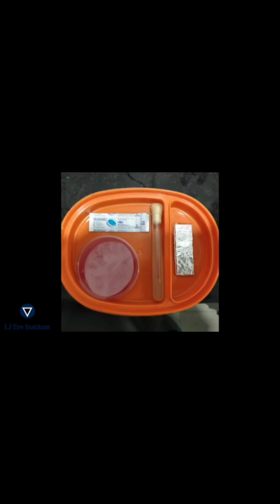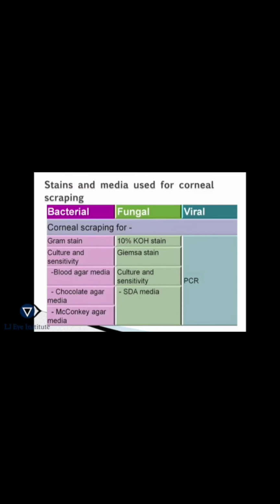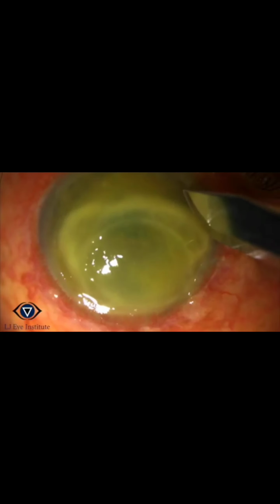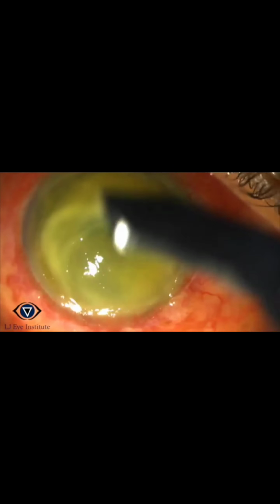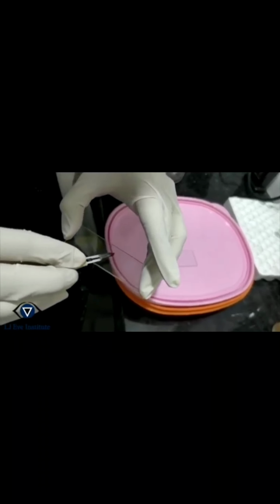The tray includes a 15 number blade, 2 slides, blood agar and Sabouraud's dextrose agar. This is the list of the various stains and media used for corneal scraping. A 15 number blade is used for scraping. The sharp end of the blade is used to scrape the edge of the ulcer. Material is smeared on the slide for gram stain.